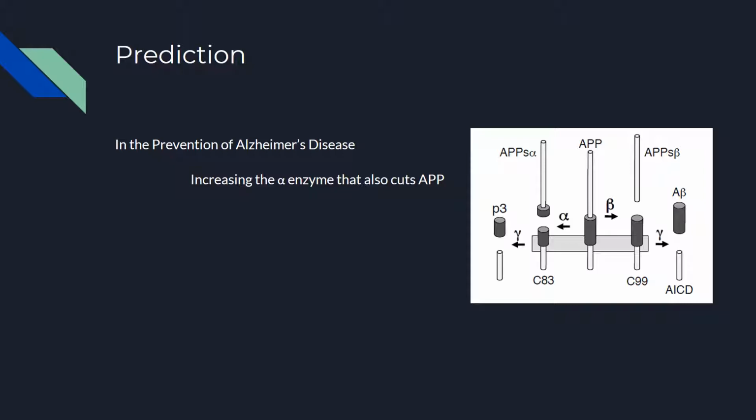Because of this, we thought one potential treatment would be to increase the amount of the alpha secretase, because this will cut the APP at a different place and will stop the amyloid beta units from forming and creating plaques in the brain. The one downside to this is there's not much research on the overexpression of P3, so we're not sure what would happen to individuals if alpha secretase increased production and the P3 was overexpressed.